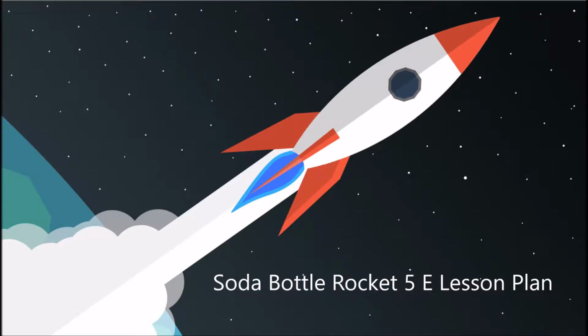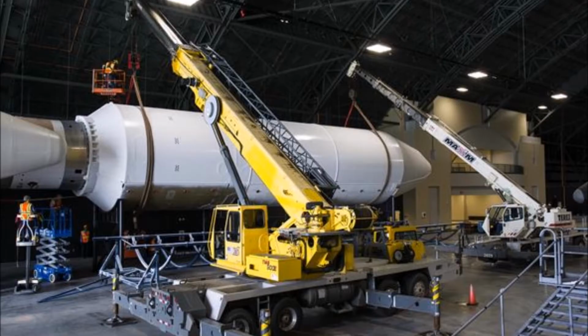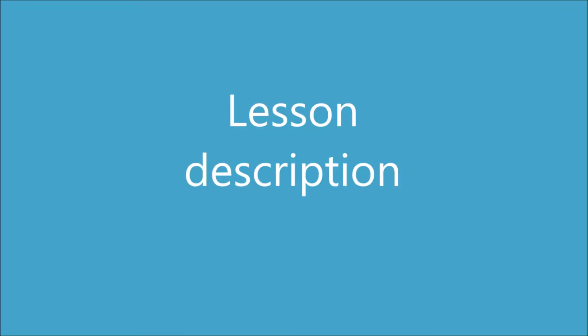My 5E lesson plan is titled Soda Bottle Rocket. It is a science lesson for 4th graders that is art integrated. The real-world application for this lesson is that it shows children that they can have a career in engineering and be creative at the same time.